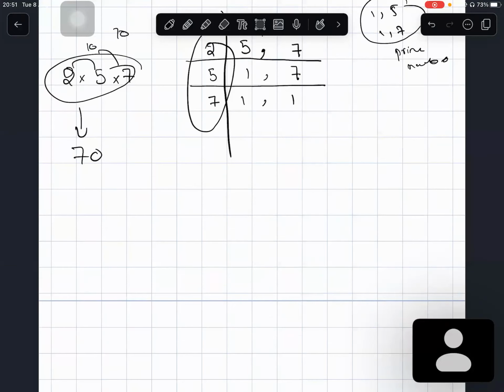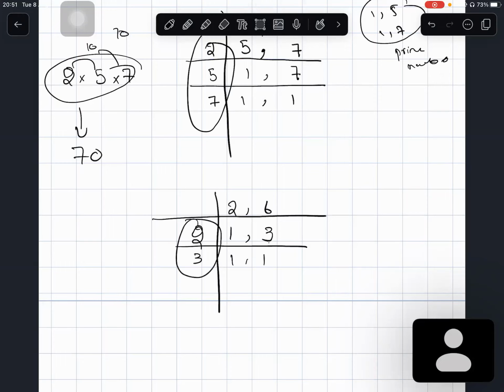How about we do 2, comma, 6. We draw these lines. Again, we have to start from 2, and we'll see because 2 works as well. 6 is also divisible by 2, and we see 2 here, so we can write 2 here without any hesitation. 2 times 1 equals 2, and 2 times 3 equals 6. Now, obviously, 3 is not divisible by 2, 3 is divisible by 3. So we'll write 3, 1, comma, 1. The LCM of 2 and 6 would be 2 times 3, which is 6.